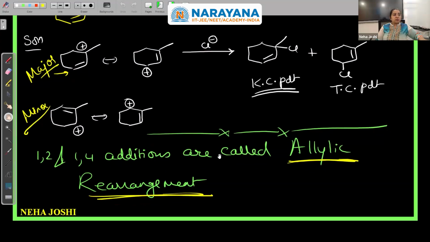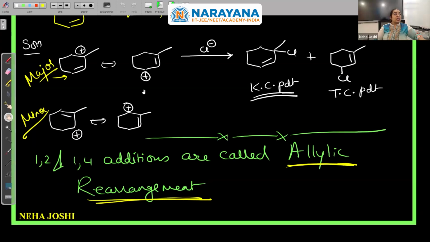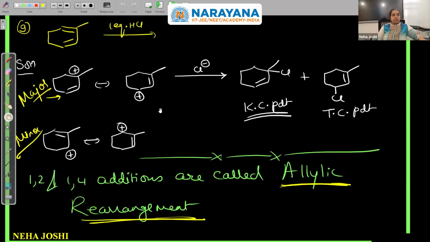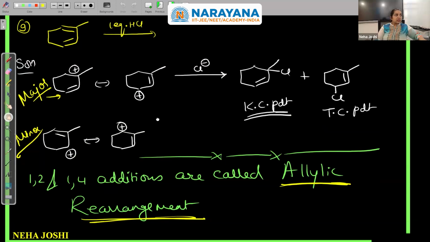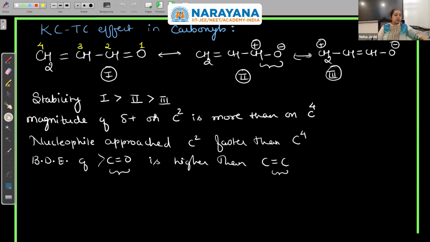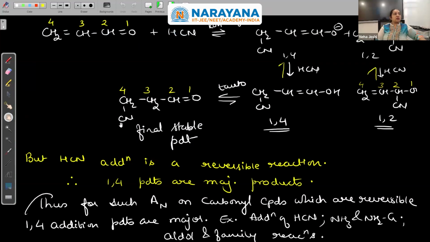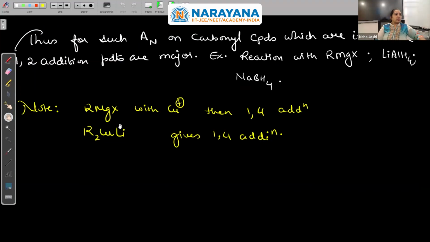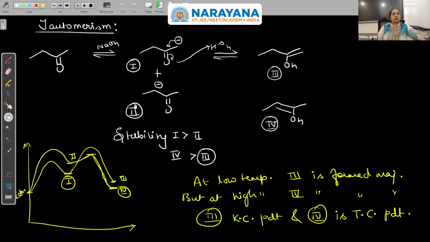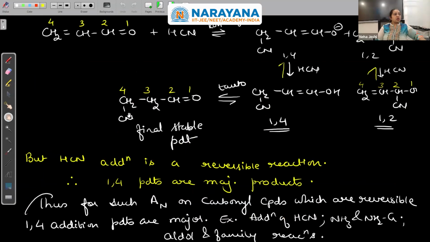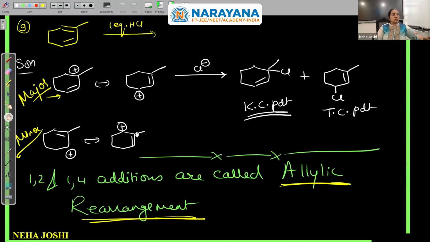1,2 and 1,4 addition products are called allylic rearrangement. They are also called rearranged products. Okay, so that is an example of a rearrangement. A similar thing we will study in carbonyls also. No need to study it now, but yes, this is applicable in carbonyls also. Still, here it was for alkenes. Is that absolutely okay?